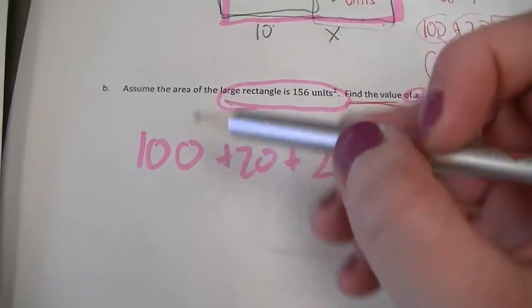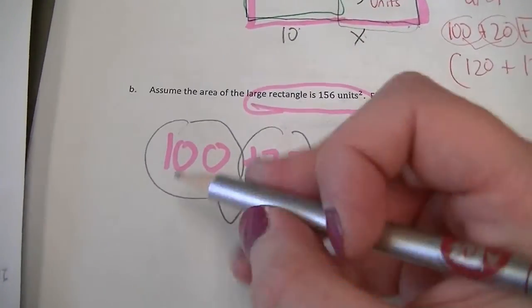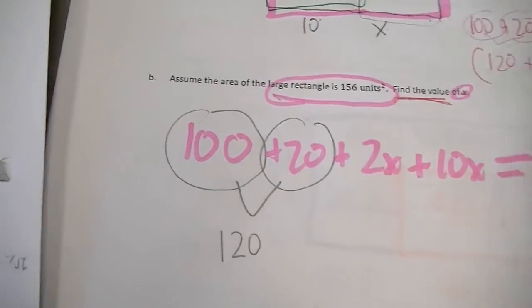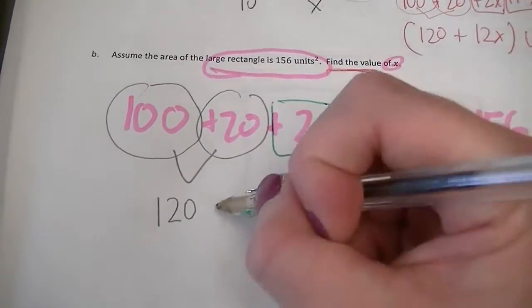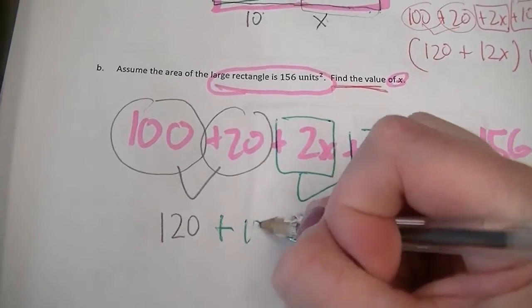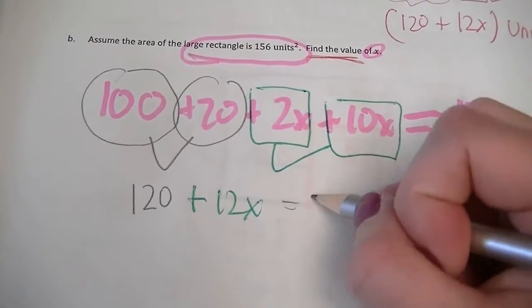So combine our like terms. Here's some constants, 100 and a plus 20. That's 120, positive 120. And then I see I got a positive 2x and a positive 10x, which is a positive 12x. Okay? And then bring down your equal sign, bring down your 156.